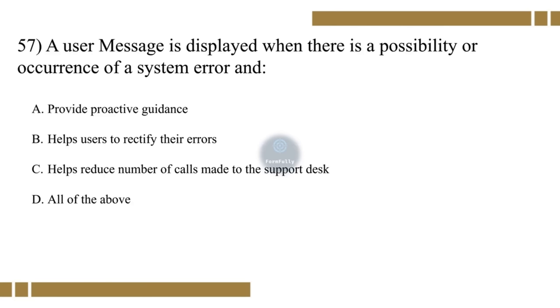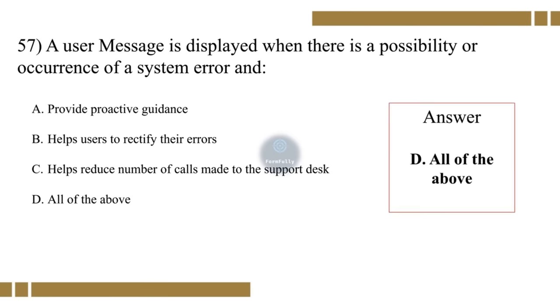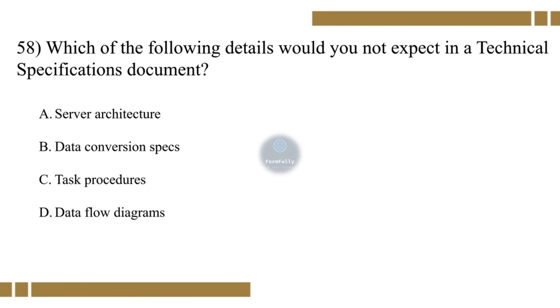Question 57. A user message is displayed when there is a possibility or occurrence of a system error. Option A. Provide proactive guidance. B. Help users to rectify their errors. C. Help reduce number of calls made to the support desk. D. All of the above. And the correct option is D. All of the above.